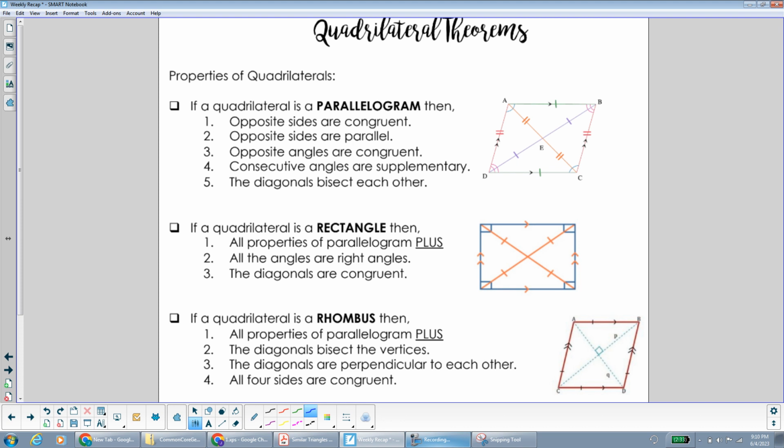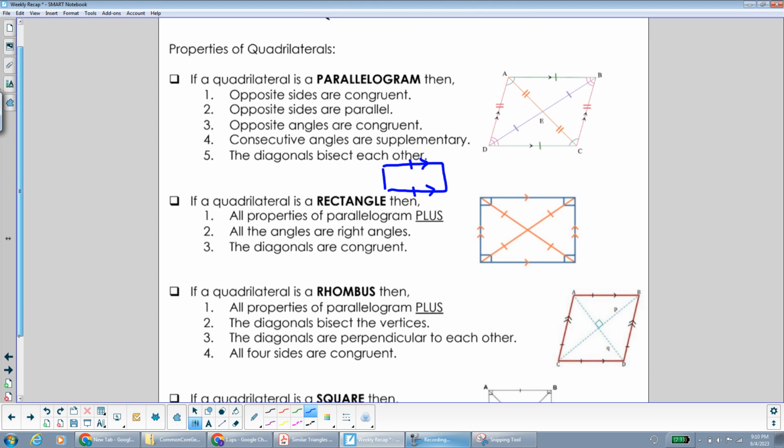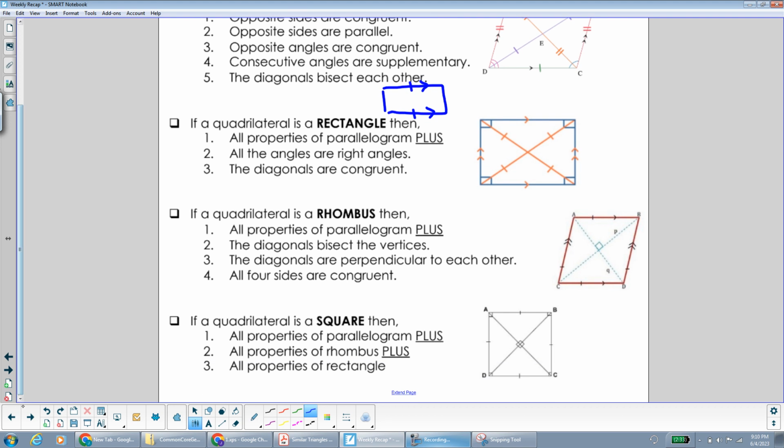The one way that's not listed here that you can use to prove a parallelogram that is pretty important is that in your quadrilateral, if you have one pair of opposite sides that is both congruent and parallel, that will prove it's a parallelogram. Feel free to pause the video so you can grab a picture of this list or write them down. Here we have our rectangle properties.